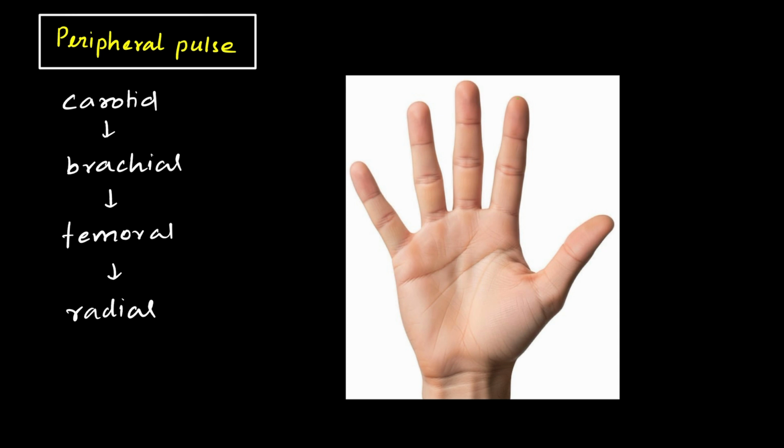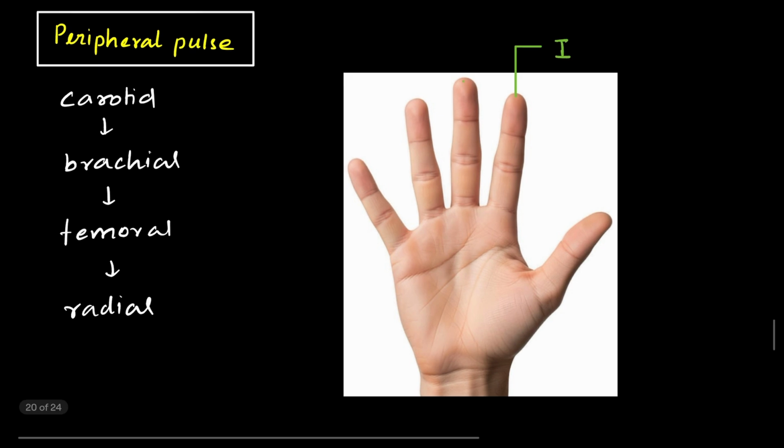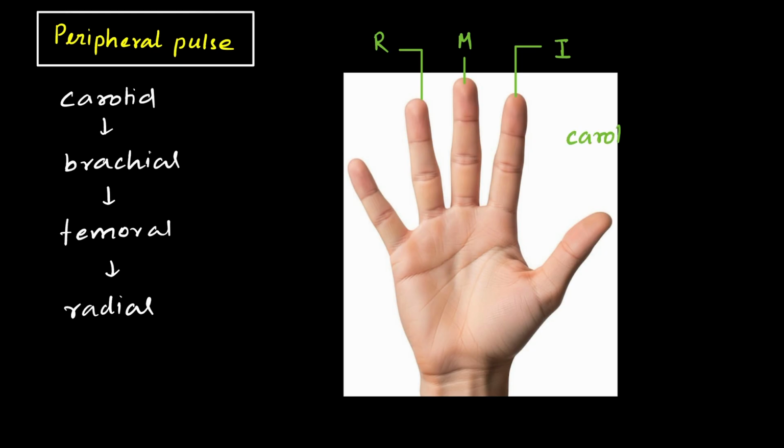To palpate the peripheral pulses, you are going to use three fingers: the index finger, the middle finger, and the ring finger. With exception of carotid artery, and in some literature it has been written brachial artery as well, for which you use your thumb.